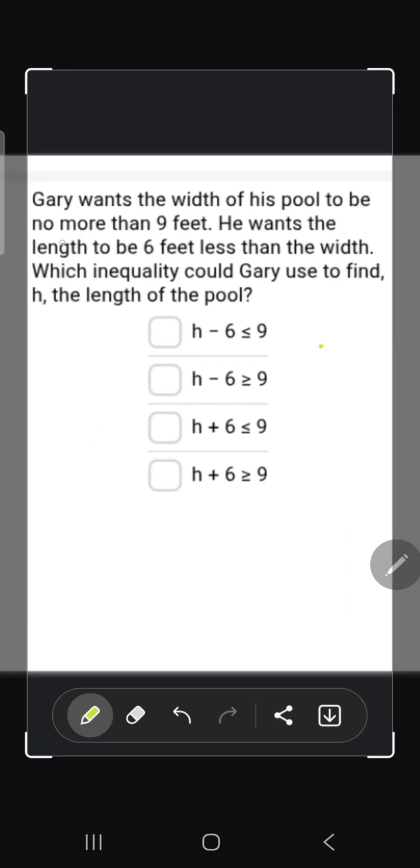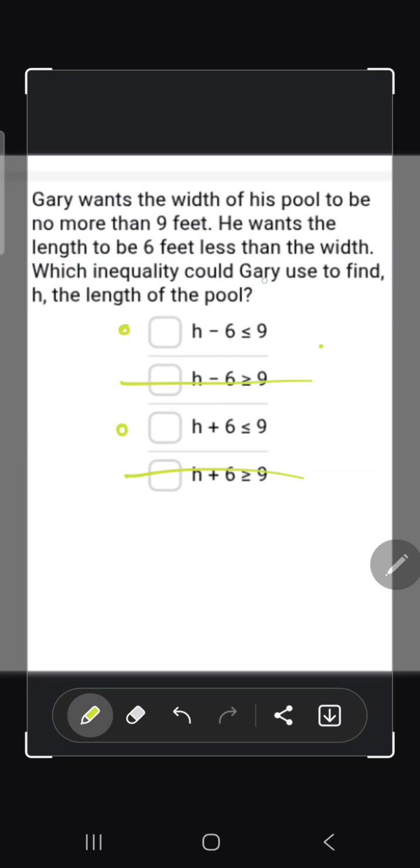Gary wants the width of his pool to be no more than 9 feet. So immediately we know less than or equal to 9 is what we want to use. So it's either going to be this one or this one because of the less than or equal to. So we'll get rid of this and we'll get rid of this. He wants the length to be 6 feet less than the width.